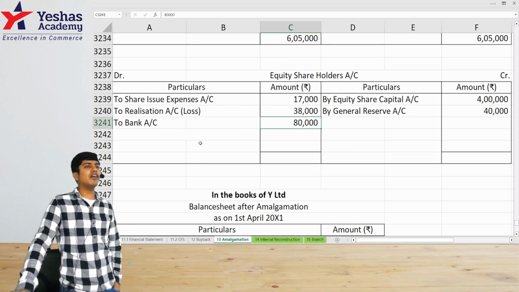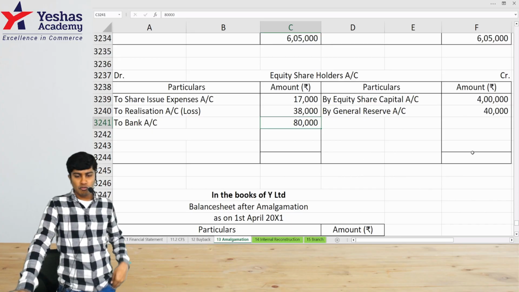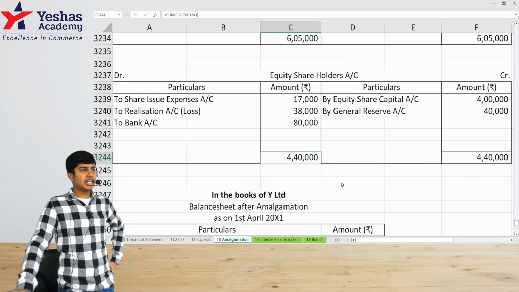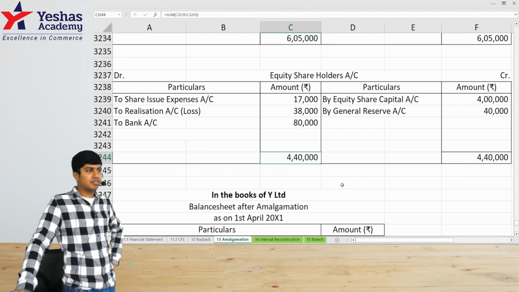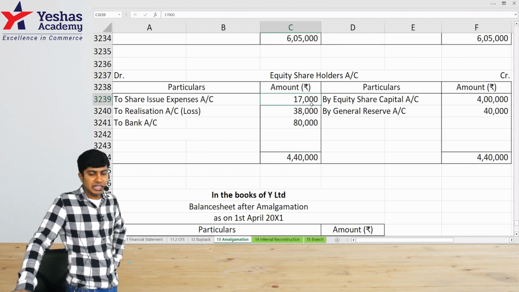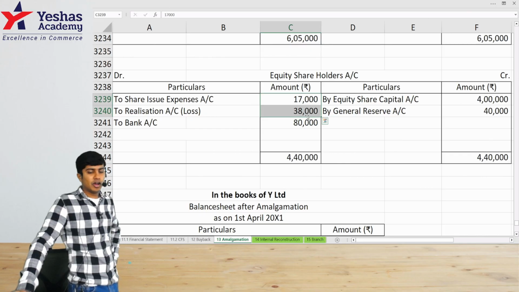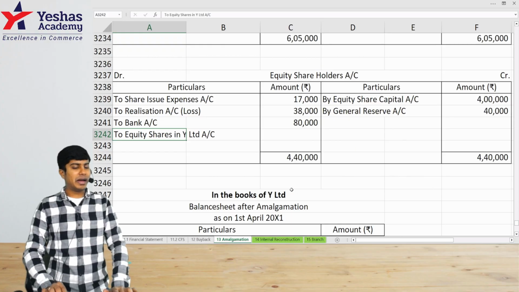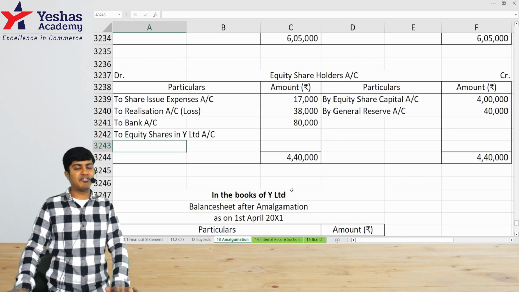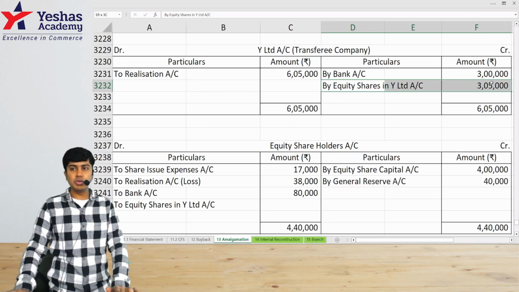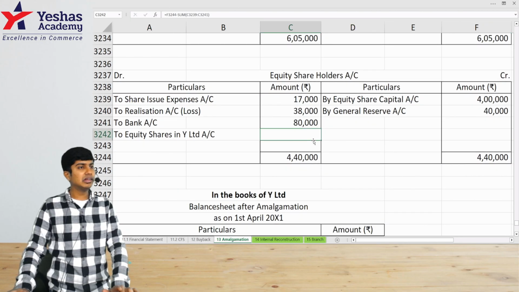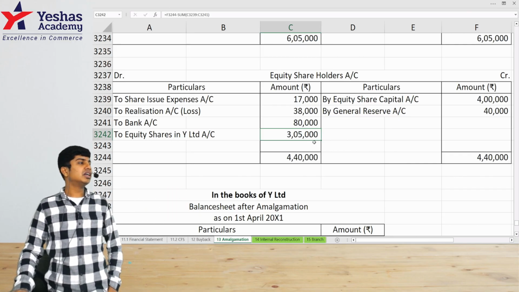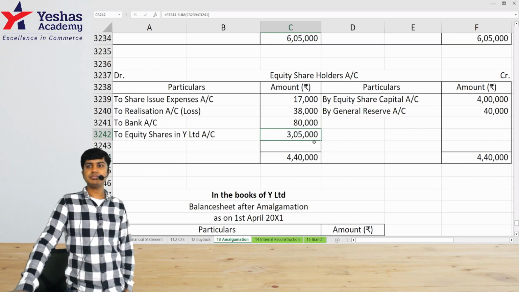The balance will be settled by way of equity shares in Y Limited. 4,40,000. In that 4,40,000, 17,000 share issue expense they won't get. Loss of 38,000, deduct 17 and 38. And also deduct 80,000 that we already paid them by bank. You will get the balance as equity shares. That should be equal to 3,05,000 because that's the exact extent to which you got shares. You get 3,05,000. Ta-da! This is the closing of books of accounts in the books of the transferor.